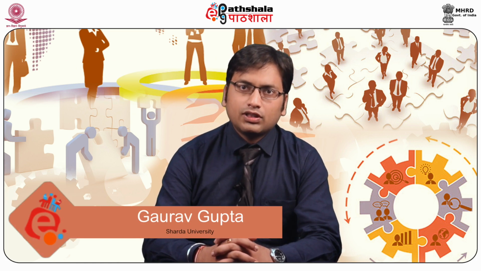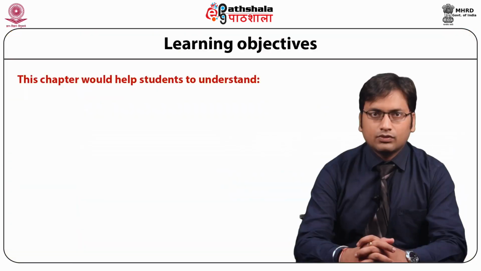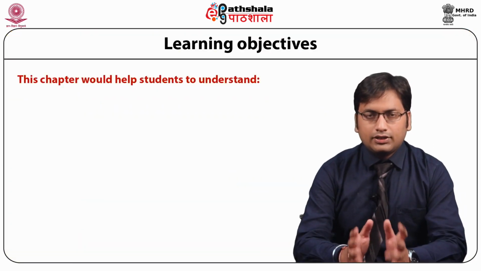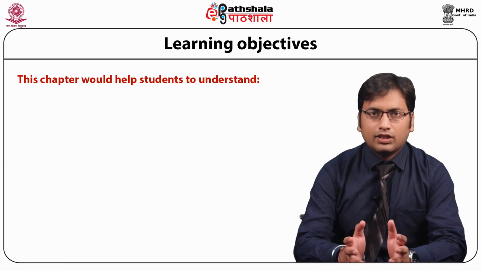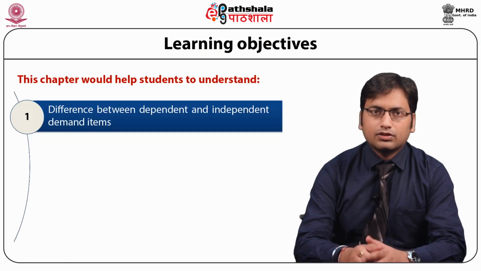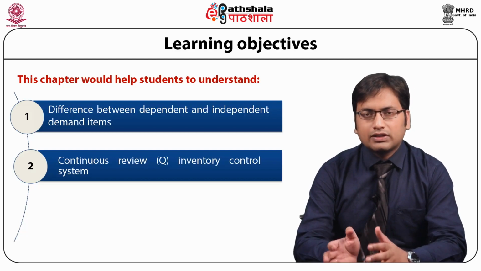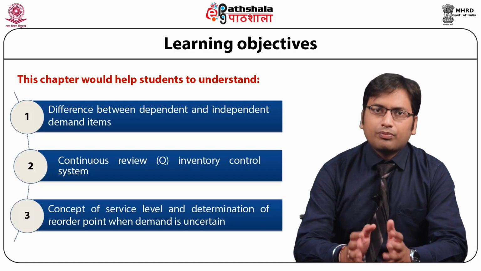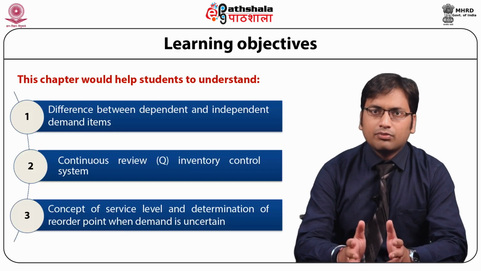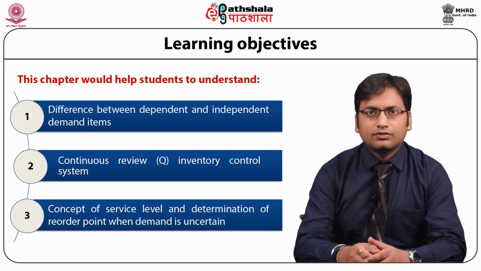Today we are going to discuss a module, Inventory Control Systems: Continuous Review System, under the paper Operations Management. Objectives. This chapter would help students to understand the difference between dependent and independent demand items, the continuous review inventory control system, and the concept of service level and determination of reorder point when demand is uncertain.